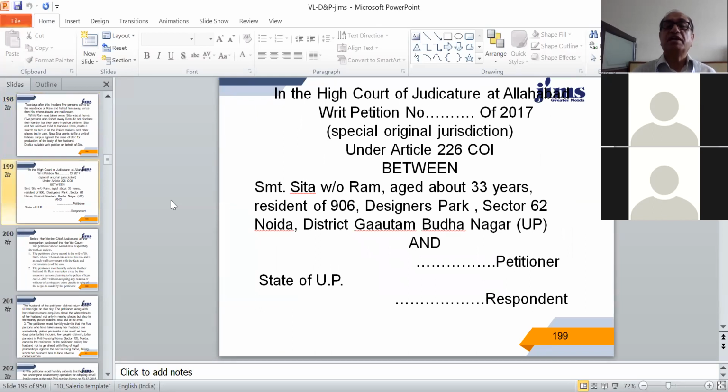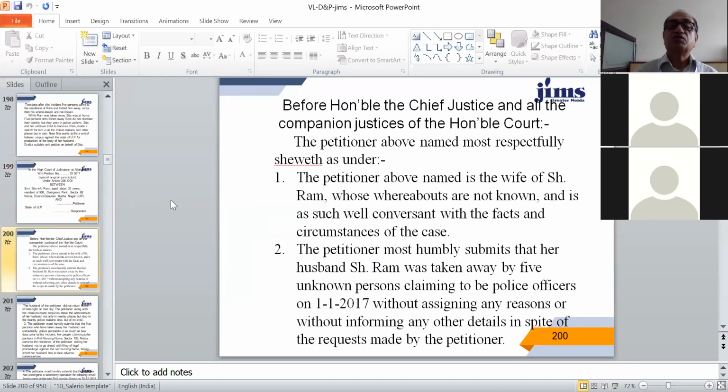So first of all, you will draft the name of the court: in the High Court of Judicature at Allahabad, writ petition number dash dash of 2017, special original jurisdiction under Article 226 of the Constitution of India, between Shrimati Sita, wife of Ram, with complete address, and she is the petitioner, and this petition is filed against the State of UP. They are respondents. So you are addressing this writ to the Honorable Chief Justice and all the companion judges of the Honorable Court. The petitioner above named most respectfully showeth as under. Para 1.